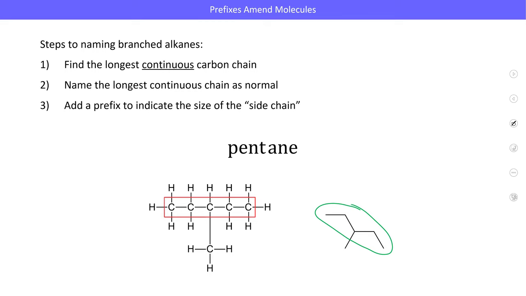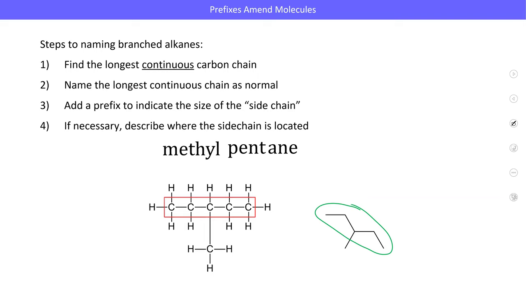And then you add a prefix to indicate the size of the side chain or the branch. And if necessary, describe where the side chain is located, which in this case would be 3. All right, and so this one, the locant, is necessary. If you're not sure, it's always better to be redundant than it is to be ambiguous. So if you're not sure if you need to put a number on it, put a number on it. Because in this case, it would be 2-methylpentane or 3-methylpentane, but you can't have 4-methylpentane.